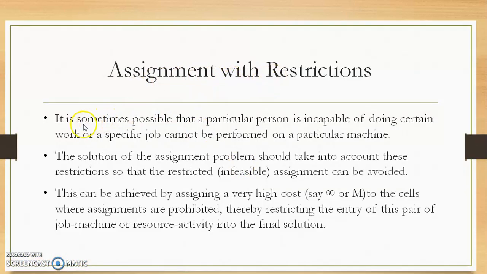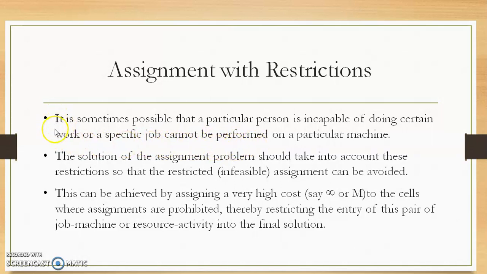Now, assignment with restrictions. It is sometimes possible that a particular person is incapable of doing a certain work or a specific job cannot be performed on a particular machine. This can happen depending upon the skills or availability of machine's characteristics for doing jobs. Therefore, at those places, the certain resources cannot be assigned or allocated. Now, while obtaining the solution for such problems, we should take into account these restrictions so that at these restrictions, in the final solution, assignment is not made.